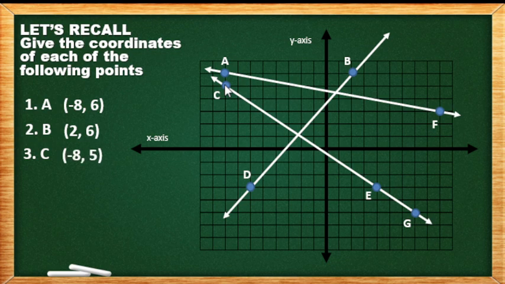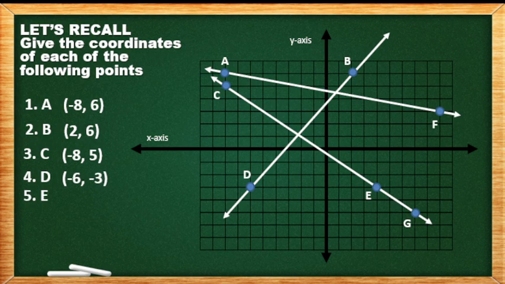And number 4, point D. Point D ay nasa quadrant 3. Negative ang x-axis, negative ang y-axis. So, therefore, negative yung ordered pair niyan or coordinate. So, meron tayong 1, 2, 3, 4, 5, 6. So, negative 6. Baba tayo ng 1, 2, 3. Tatlong beses. So, we have negative 6 and negative 3.